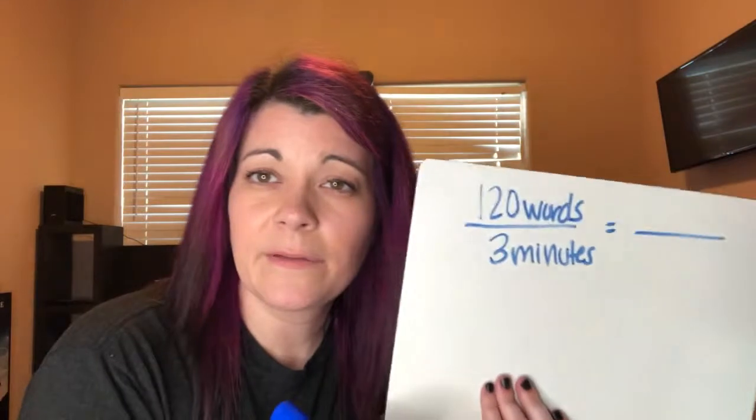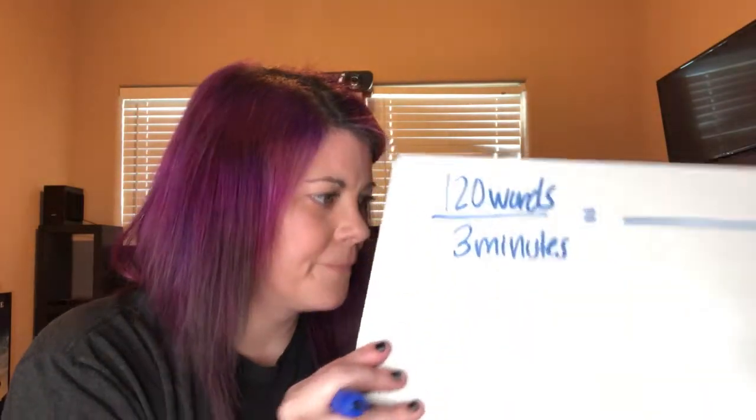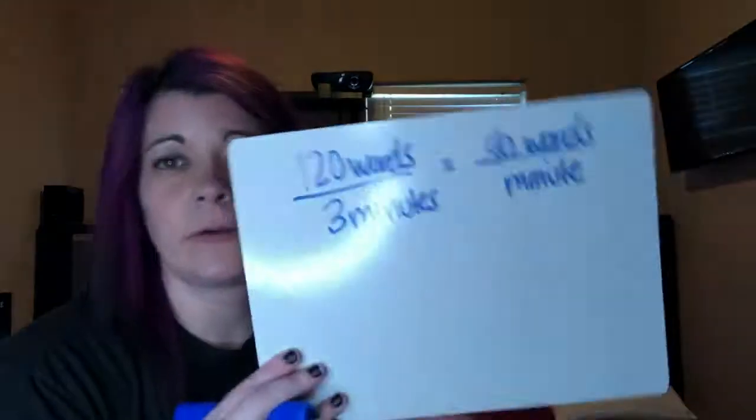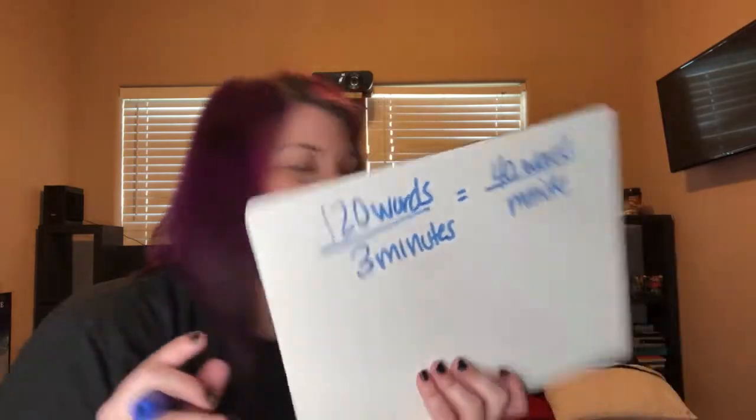Another unit rate example, 120 words per 3 minutes. We want to know words per minute. So all you're going to do is simply divide this. 120 divided by 3 is 40. So 40 words per minute. So that is a unit rate because it's per minute, per 1 minute.